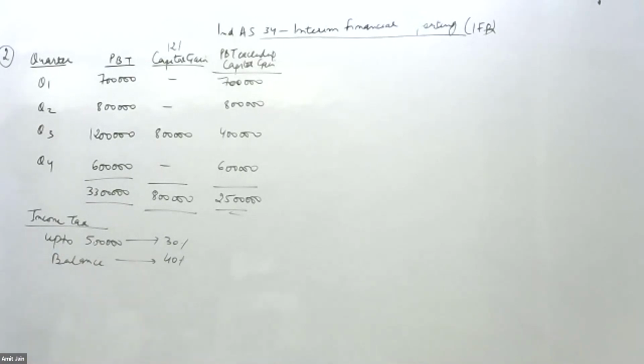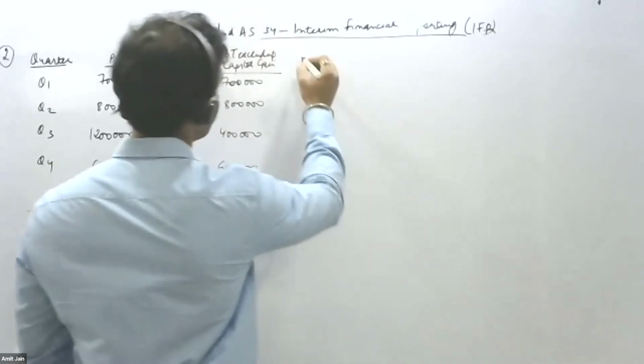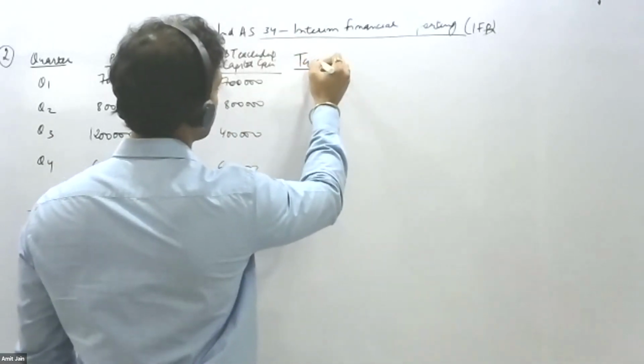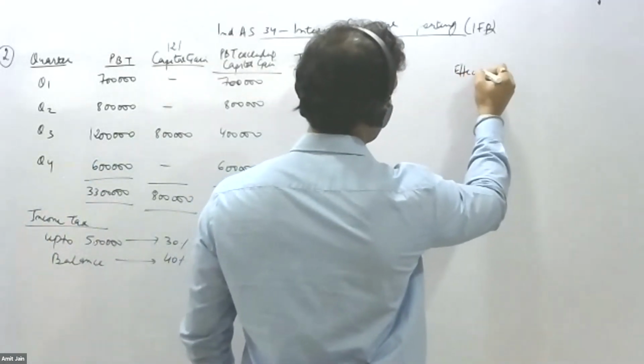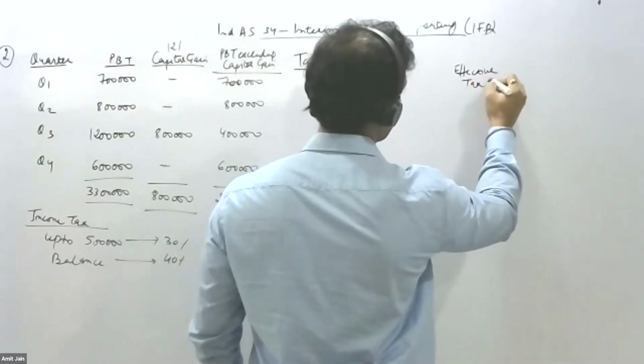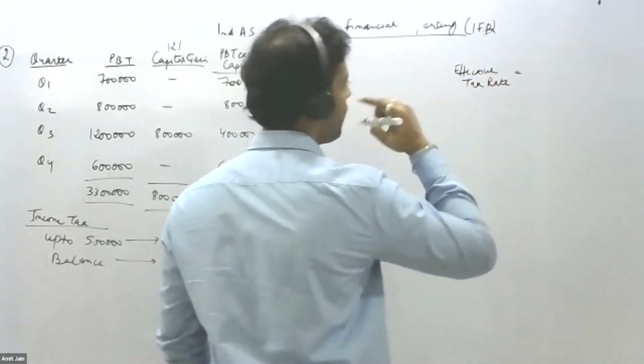Now the question is, we need to compute the tax, right? First of all, what we need to do, we need to compute the effective tax rate. So how to compute the effective tax rate? How to compute, guys? Let's see how to compute. We need to have a tax here, right? Okay, effective tax rate.